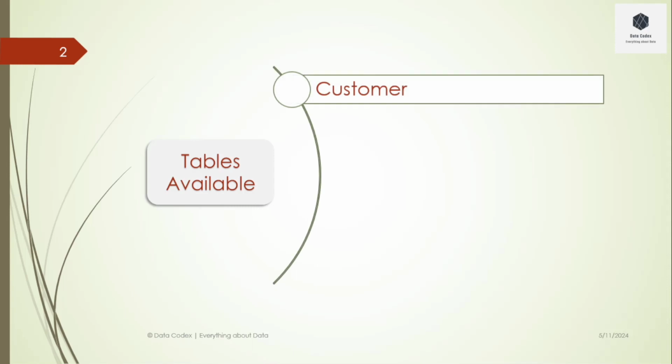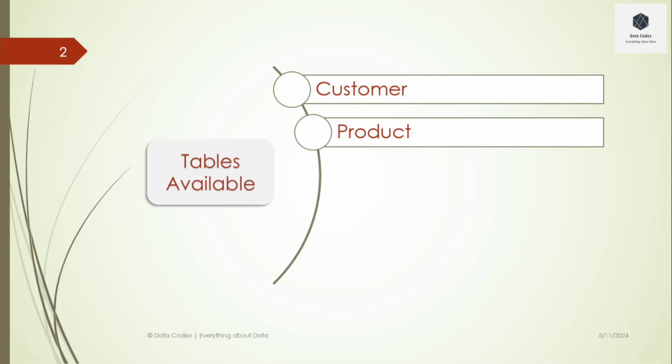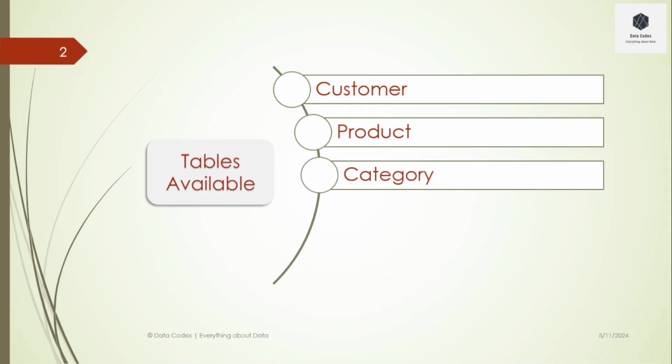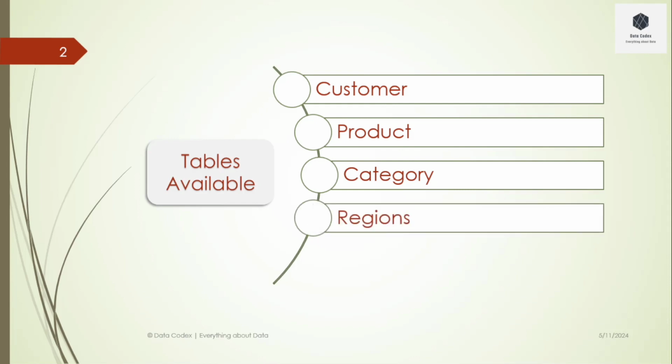So we have a total of 5 tables available to solve the questions for this scenario. We have a customer table which contains all the information about the customers, and a product table which contains the product name along with the inventory details. We have a category table. All the products have been grouped into certain categories, and a category can contain 2 or more products. We have a region table which contains the region information and the country information.